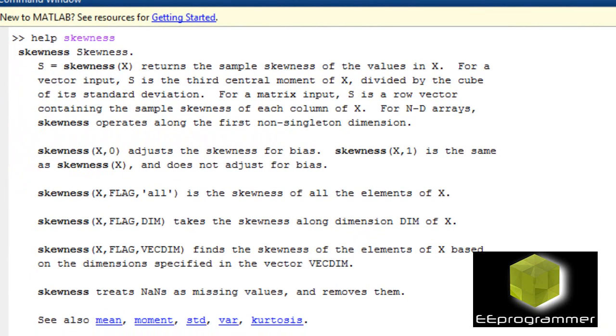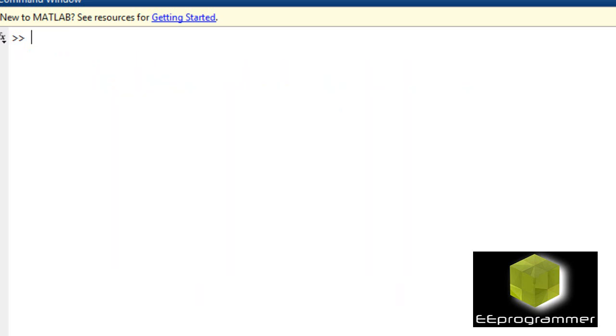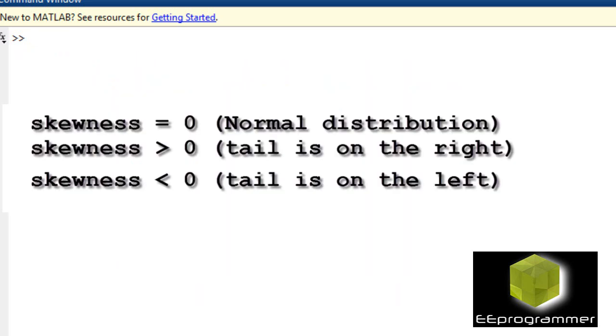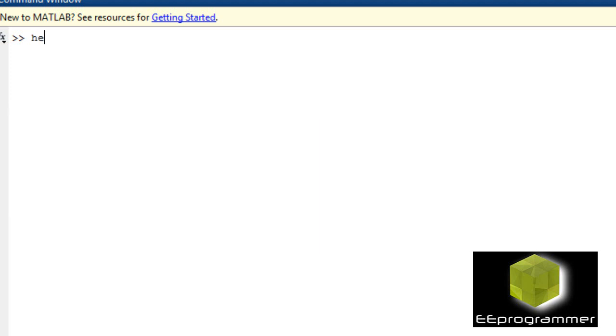Now, let's see what skewness is. In MATLAB, you can use the command skewness to find out the answer. What can it tell you? When it is equal to zero, that means it's a normal distribution. When it is negative, it has a tail on the left hand side. If it is positive, then it has a tail on the right hand side.